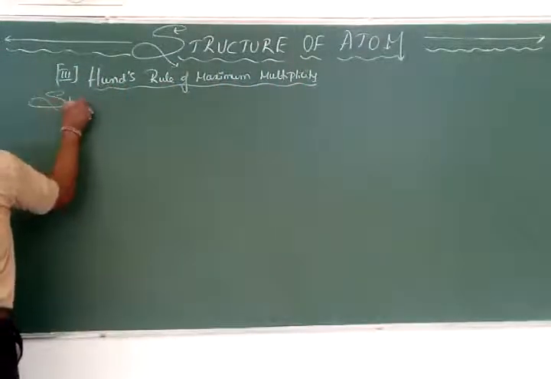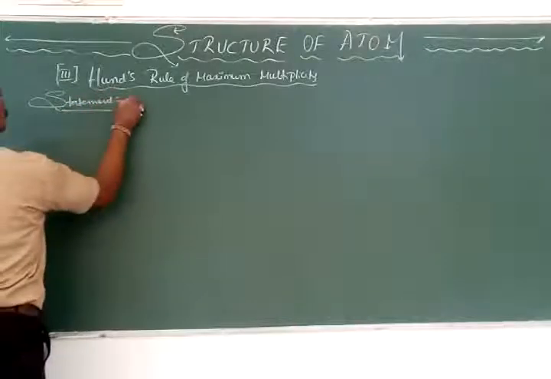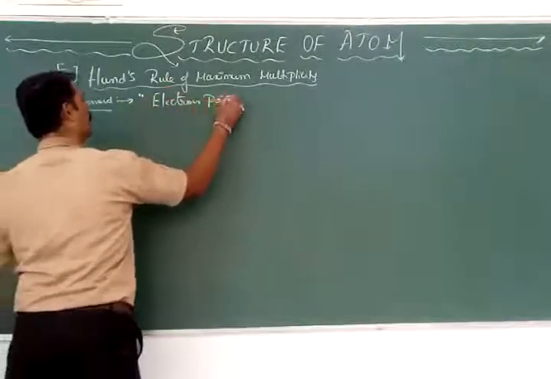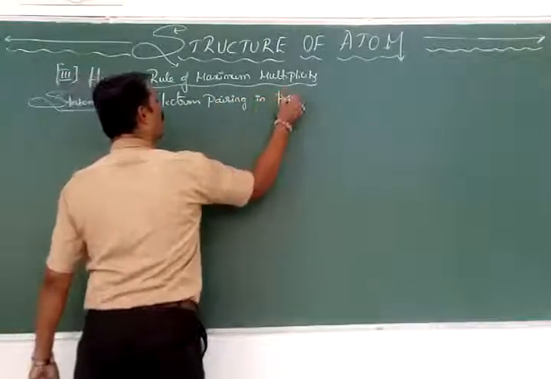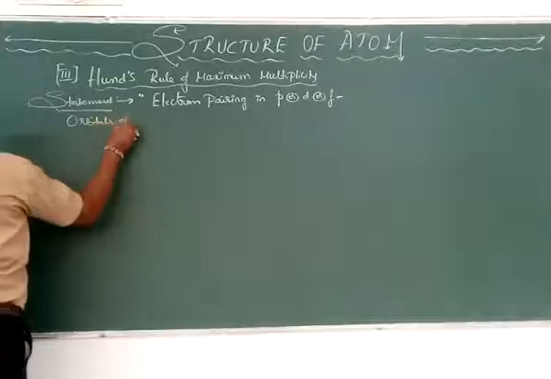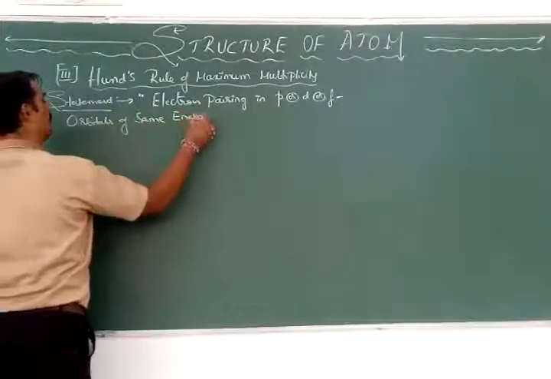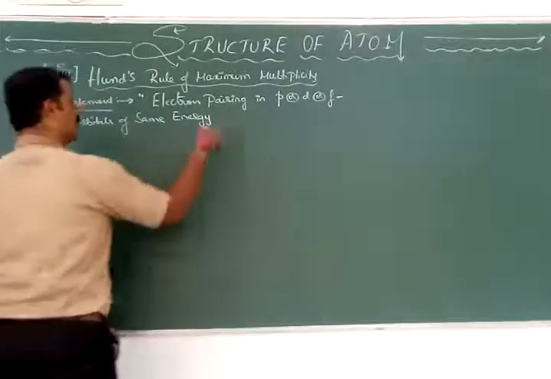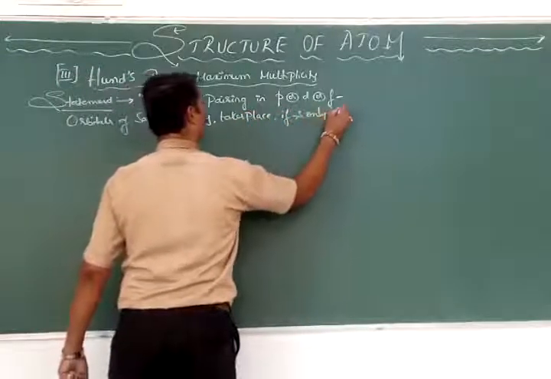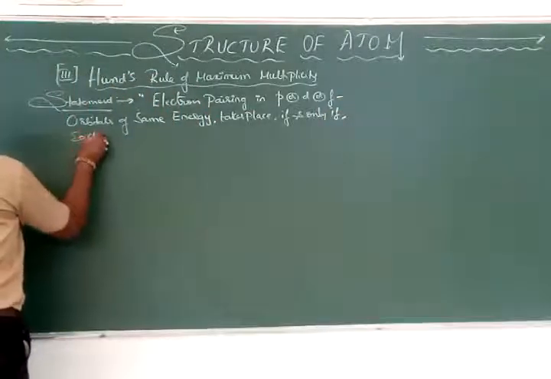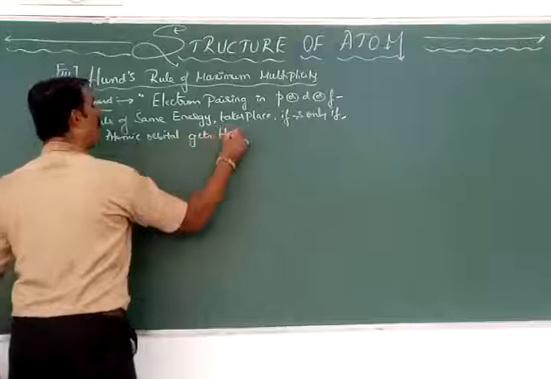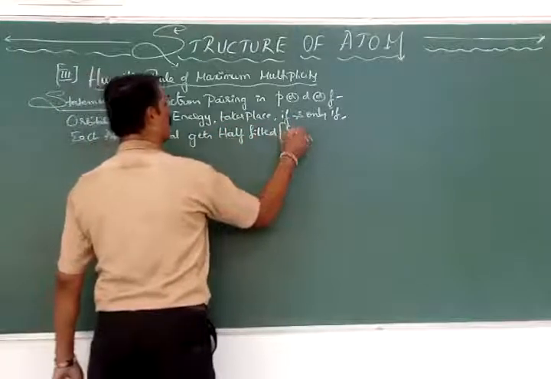So let's have the statement related to that. Electron pairing in p, d, f orbitals of the same energies takes place if and only if each atomic orbital is half filled, or sometimes it is also called singly filled.